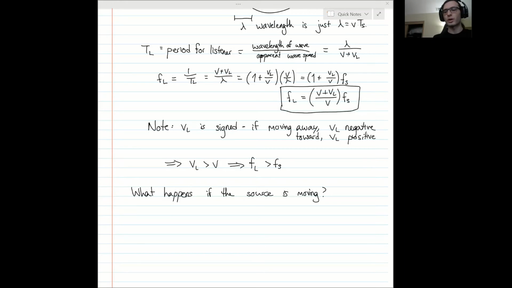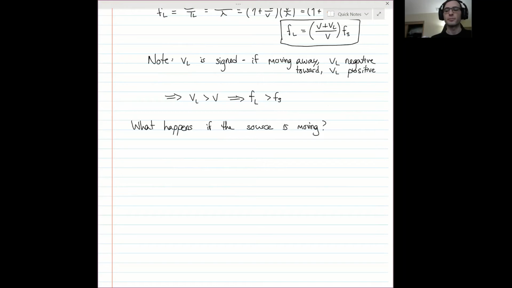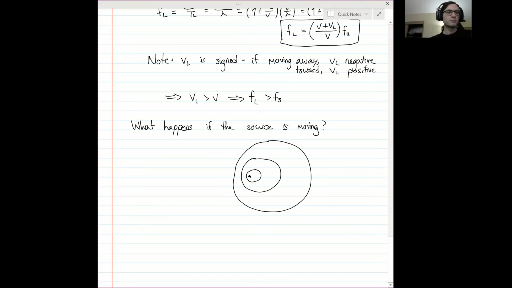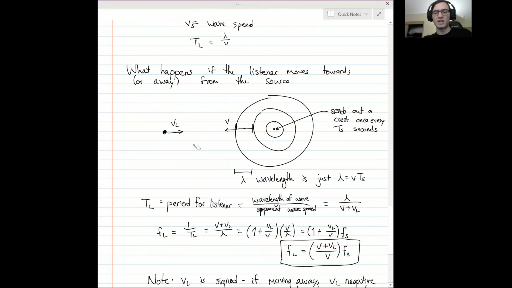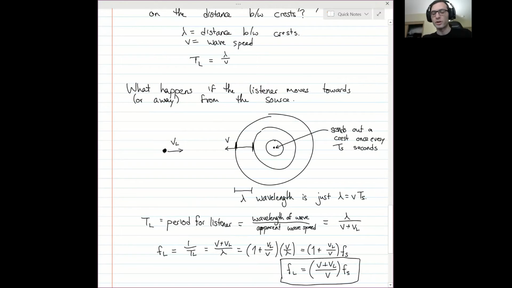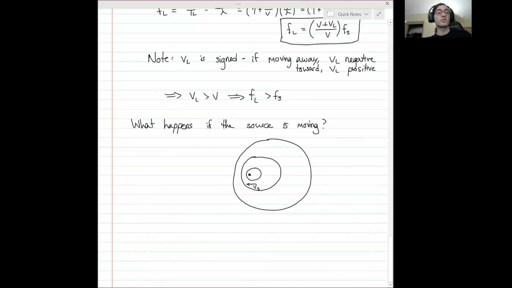Right, so I'm going to draw out just a quick picture. Let's imagine that the source is moving towards the listener. So we have our source, a little dot here. Something like that. So the source is moving with some speed, Vs, let's say. Oh, I should not have used Vs for the speed of sound. I'll just use V for the speed of sound. There we go, problem solved. Vs is the speed of the source, and V is the speed of the wave.